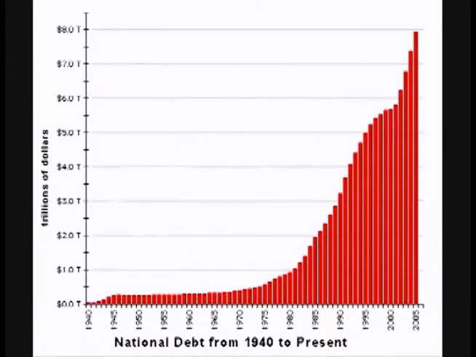The national debt hit the 1 trillion mark in 1981. It took over 200 years for the U.S. to rack up a debt of $1 trillion. By 1986, 5 years later, it was up to $2 trillion. Over 200 years to rack up the first trillion, only 5 years to rack up the second trillion.